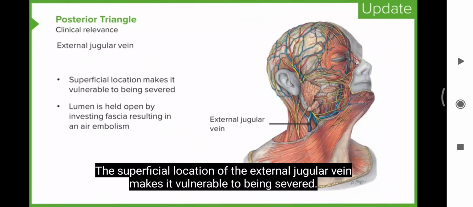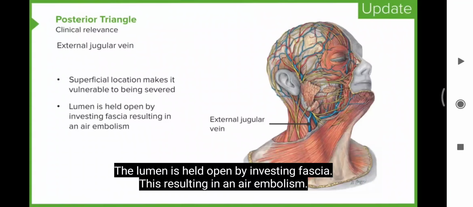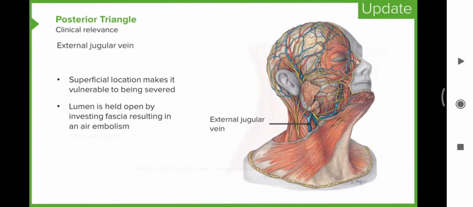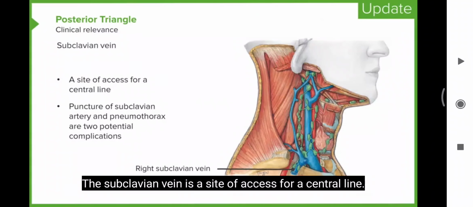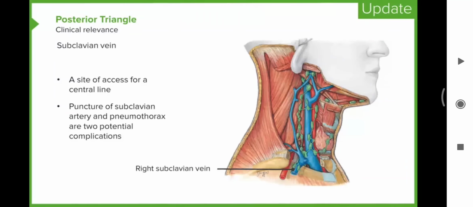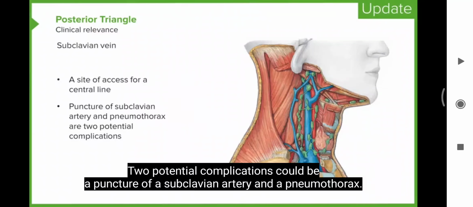The superficial location of the external jugular vein makes it vulnerable to being severed. The lumen is held open by investing fascia, thus resulting in an air embolism. The subclavian vein is a site of access for a central line. Two potential complications could be a puncture of a subclavian artery and a pneumothorax.